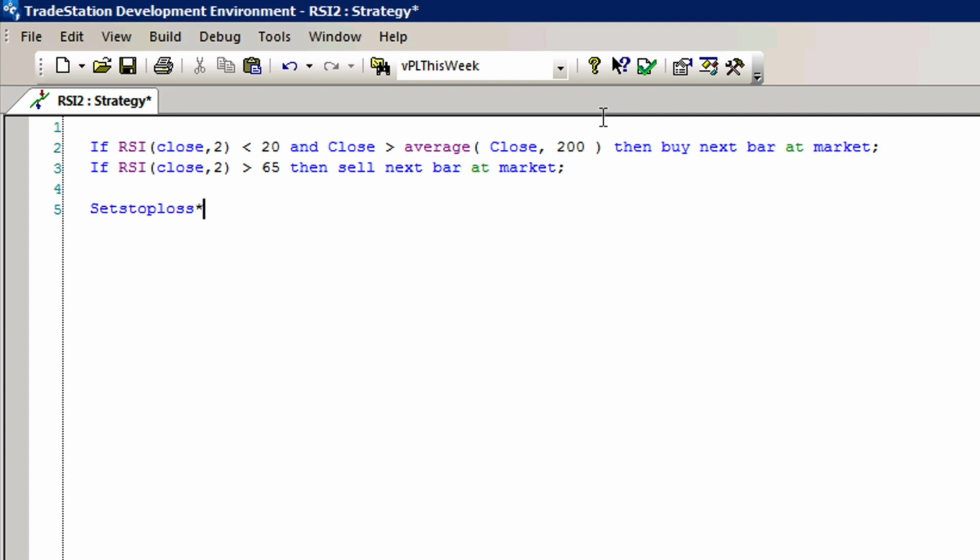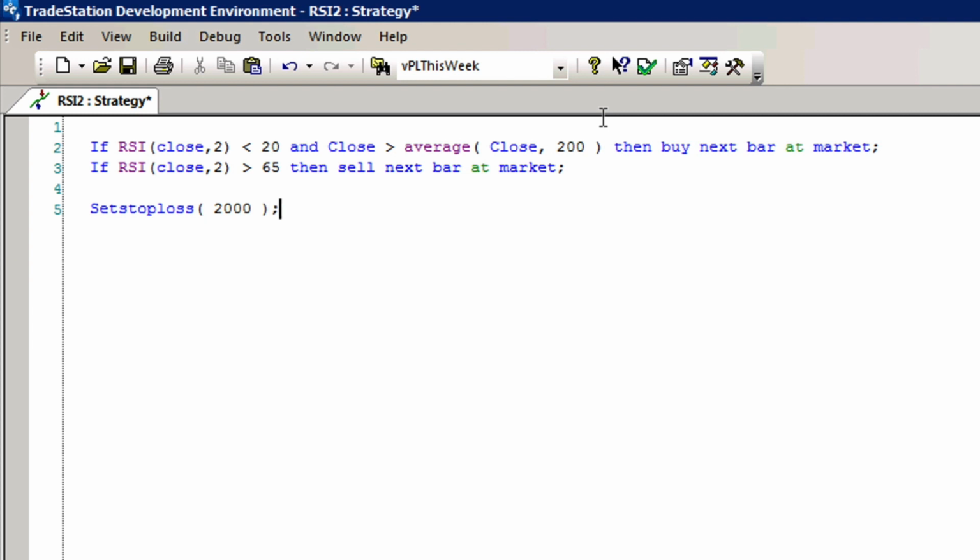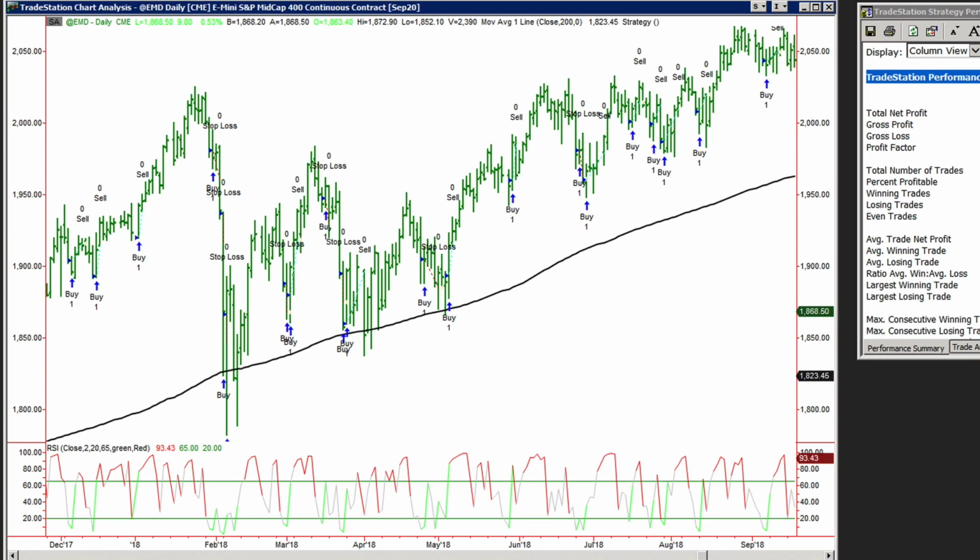Set stop loss. And we're just going to set that to $2,000, just off the top of my head, just for something to have. So we have just 3 lines of code here, and this is testing a 2-period RSI, and we want to load this onto a chart to test the effectiveness of this. Well, I have a chart here, and we can see here are the trades being taken.